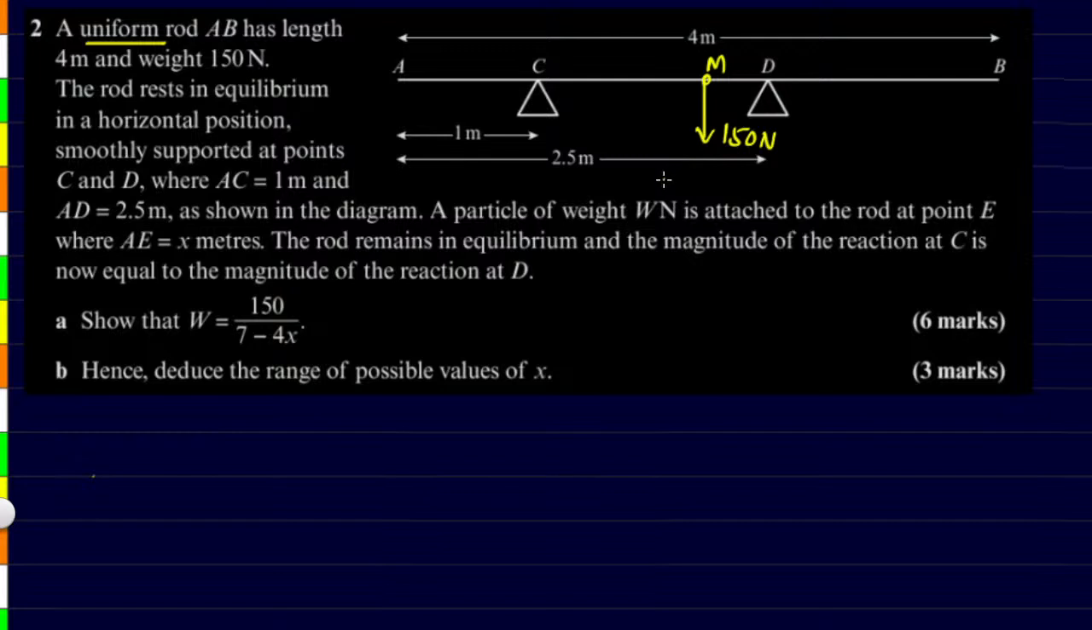The rod rests in equilibrium in a horizontal position, smoothly supported at points C and D. So RC will be the reaction at C, RD is the reaction at D. Distances are given, the same values are mentioned here.